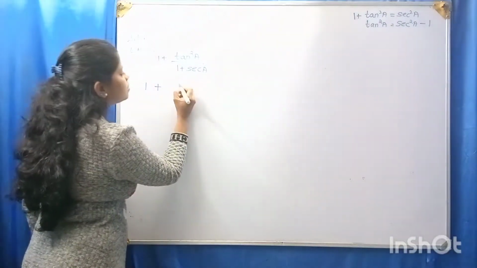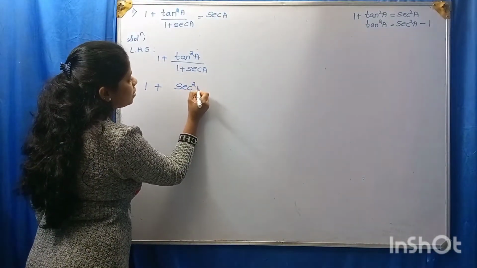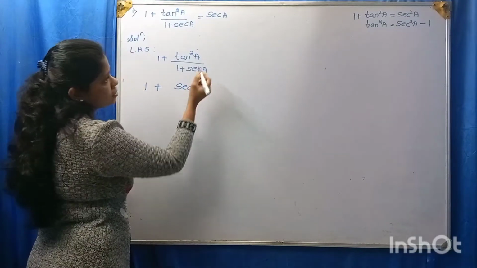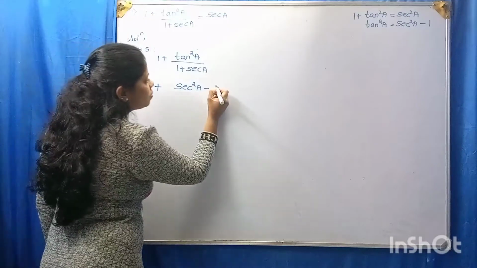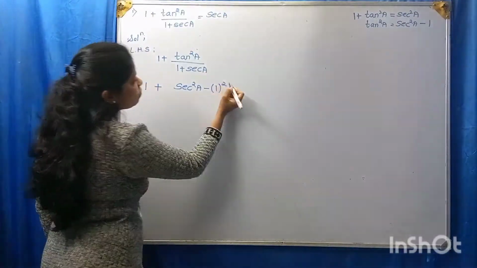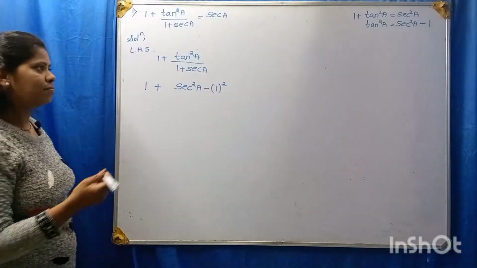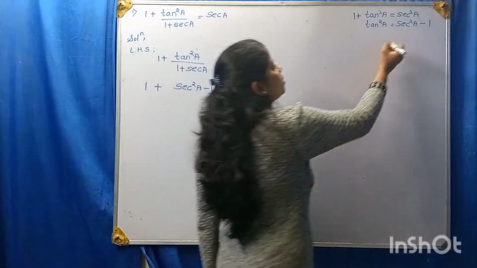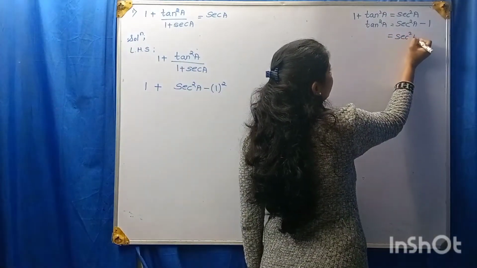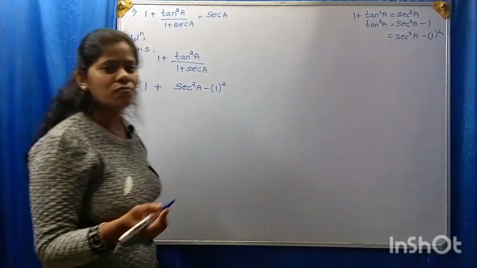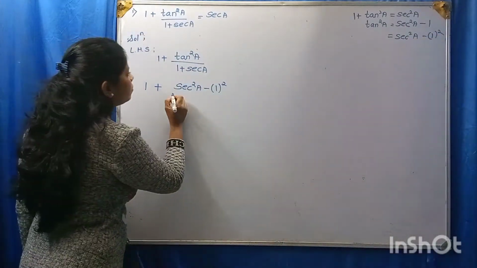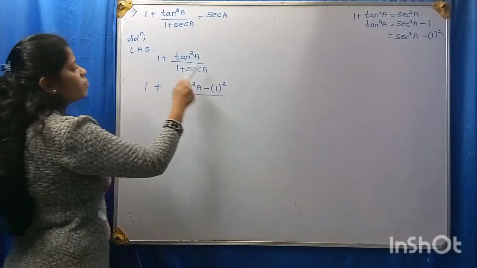Tan²A, I will write as secant²A minus 1. If you write 1 square, the value does not change, right? You can write it as secant²A minus 1 square. No problem, because the value of 1 does not change. Divided by 1 plus secant A.